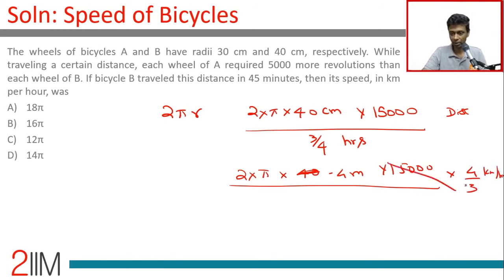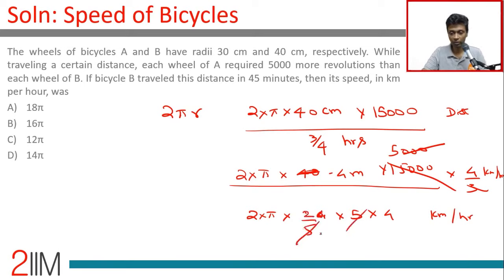By 3, make it 5,000. The answer is in meters. Remove this, it will become kilometers. Or 2 into pi into 0.4 into 5 into 4 kilometers per hour. 0.4 is 2/5. The 5 and 5 get cancelled. 2 pi into 2 into 4. 2 into 2 into 4 is 16. 16 pi kilometers per hour.